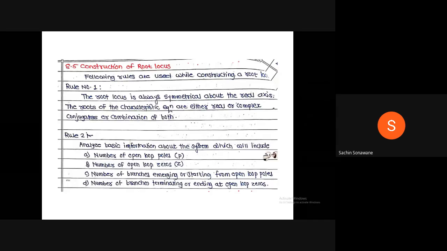Rule 2: analyze basic information about the system, which will include: A, number of open loop poles, P. B, number of open loop zeros, Z. C, number of branches emerging or starting from open loop poles. And D, number of branches terminating or ending at open loop zeros. Now, let C(s)/R(s) is equal to K divided by s into bracket s plus 1 into s plus 2.